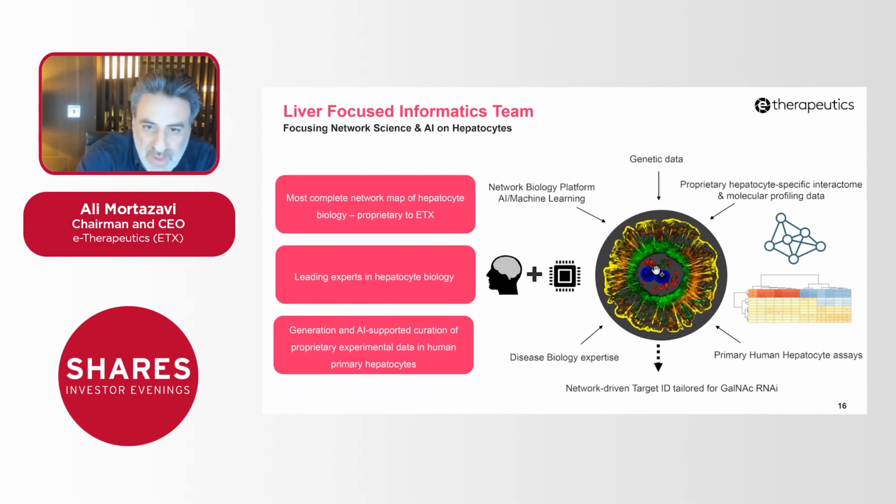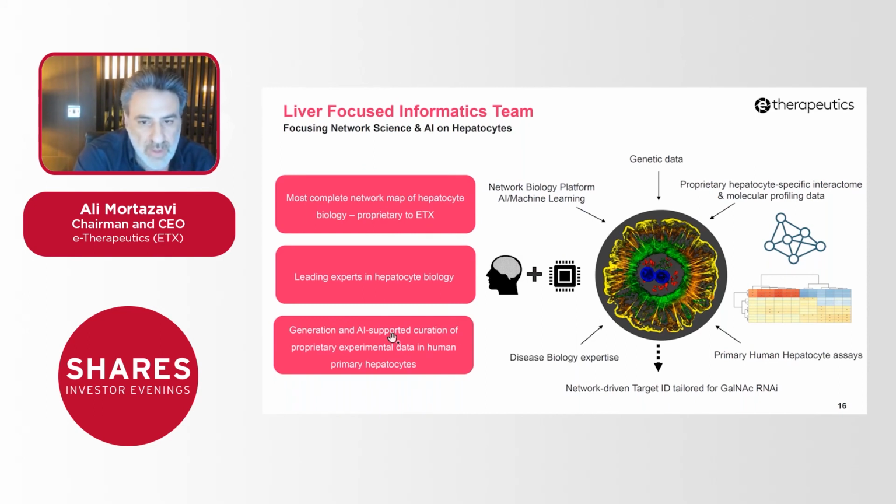And here is a picture of a hepatocyte. I think even now, we've got the most complete network map of hepatocyte biology anywhere in the world. We've got the leading experts in the world in hepatocyte biology. All our machine learning algorithms are being pointed in that direction to really capture that specificity.